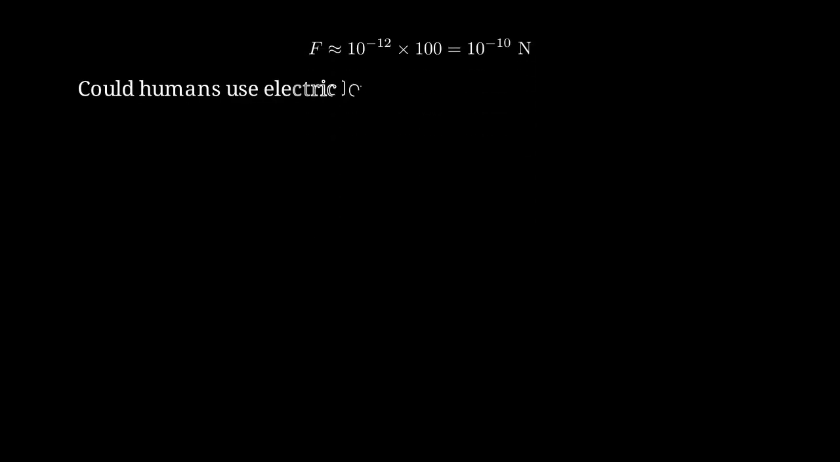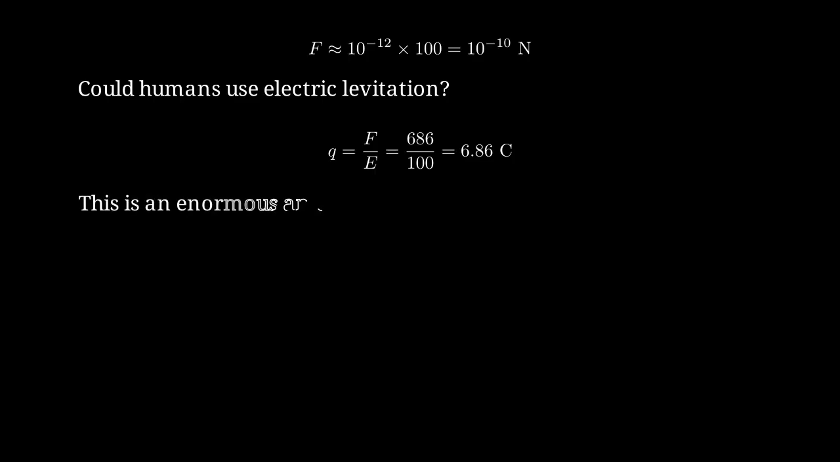Could humans use a similar electric levitation technique? Let us calculate what would be required. To levitate a 70-kilogram person in Earth's 100 volt per meter field requires a charge of 6.86 coulombs. This is an absolutely enormous amount of charge, millions of times larger than typical static charges.